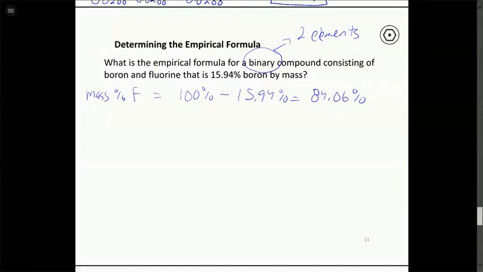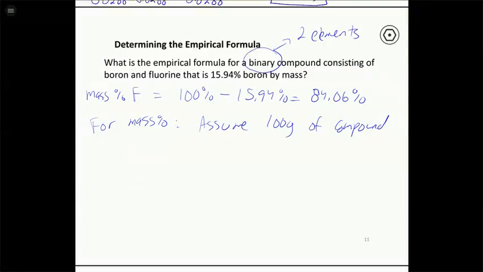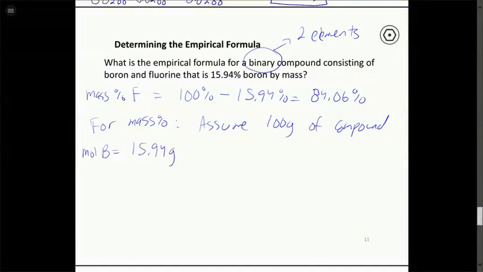So anytime we're dealing with mass percent, it's convenient to assume 100 grams of that compound. And then those percentages that we have just become mass amounts, which we can then convert into moles just like we did before. So if we assume 100 grams of compound, the moles of boron, we have 15.94 grams. The percentage is converted into grams. We're talking about 100 grams.